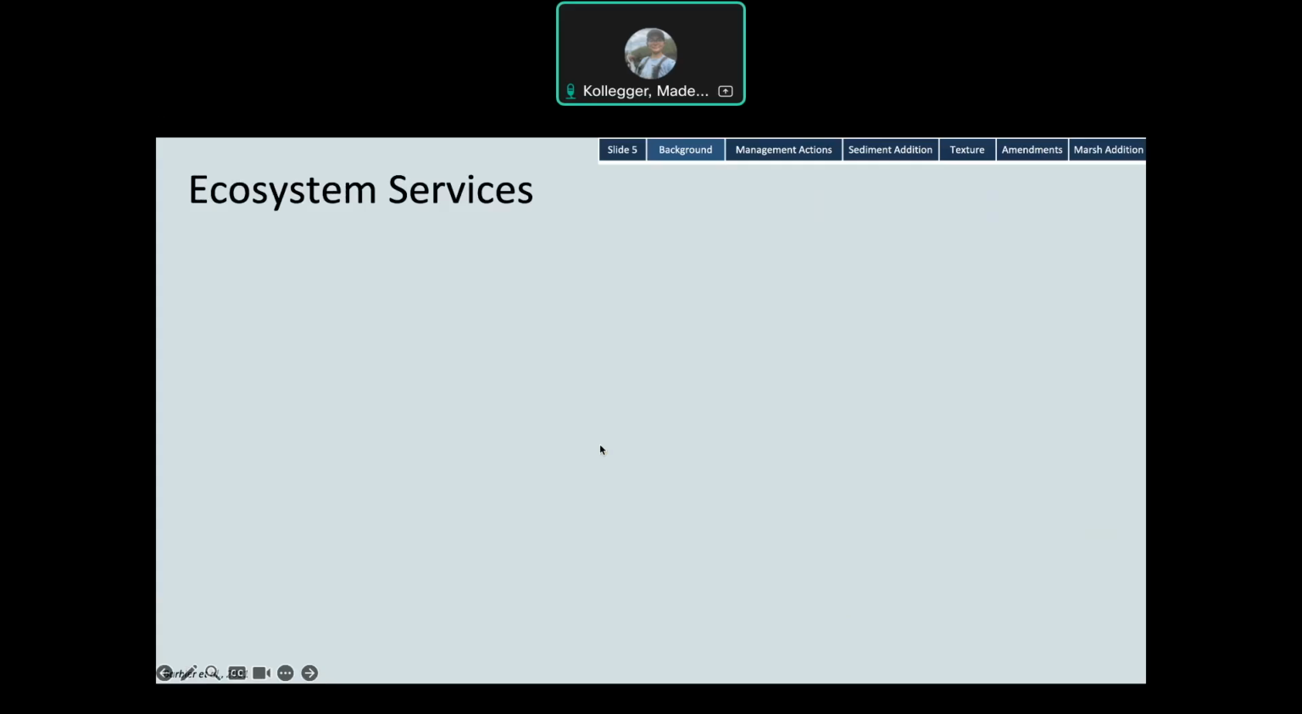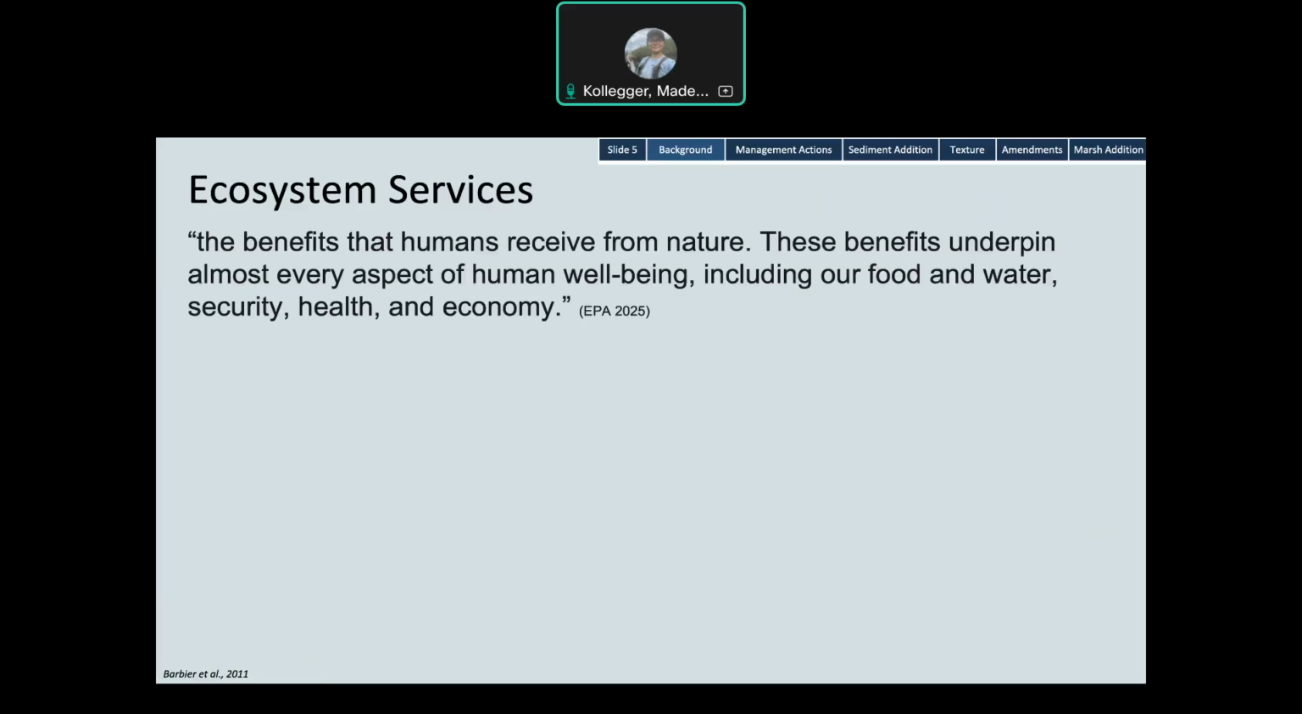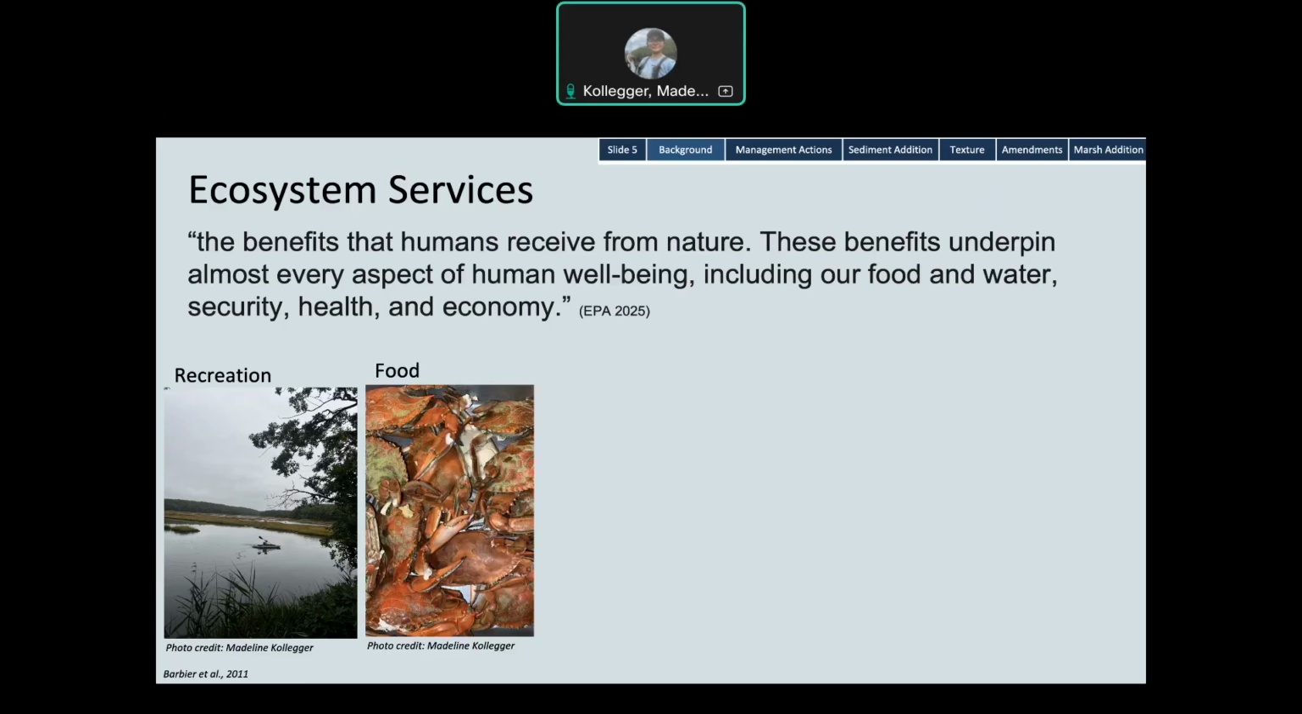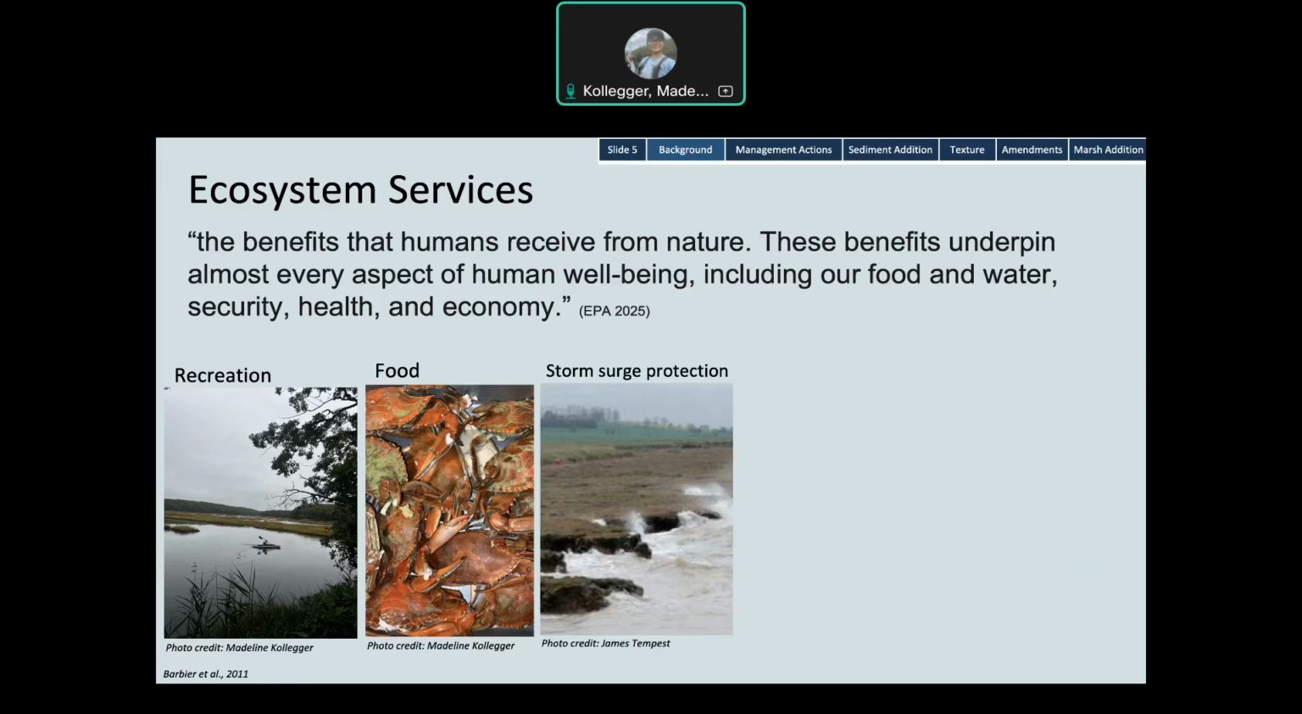And we care about marshes because of the ecosystem services that they provide. Ecosystem services are the benefits that humans receive from nature, and they can be all sorts of different things. For example, they could be recreation. We use our salt marshes and coastal systems for kayaking and paddleboarding, things like ecotourism. We also value them for food and cultural importance, and storm surge protection, so they act as a buffer between the raging ocean and coastlines.